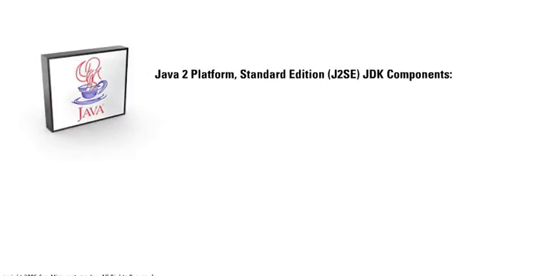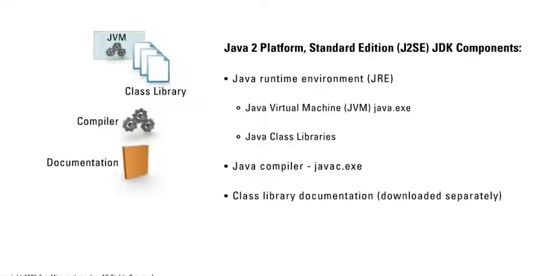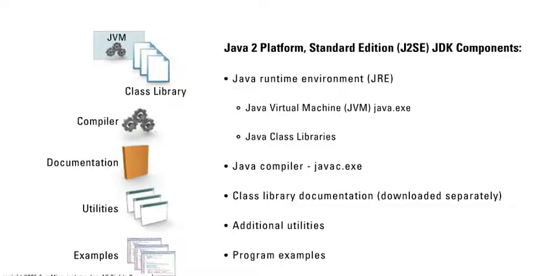In this class, we're going to be using the Java 2 Platform Standard Edition JDK. That's the development kit. Remember, the Standard Edition allows us to write standalone applications and applets. Now with the development kit, you get several major components. The first component is the Java Runtime Environment, otherwise known as the JRE. The JRE allows you to run Java programs, and it includes the Java Virtual Machine, otherwise known as the JVM, and the Java class libraries.